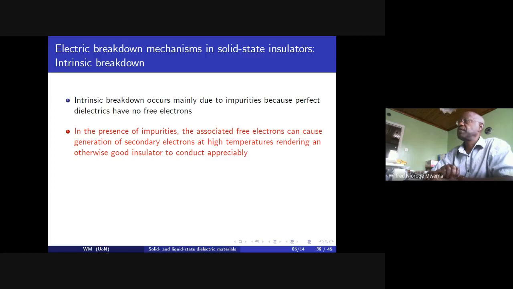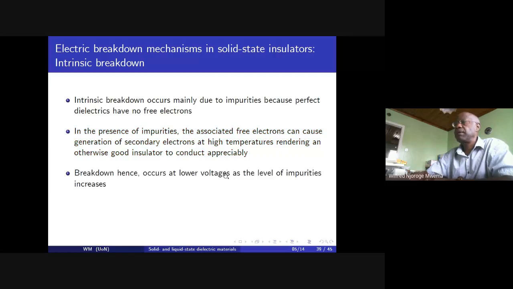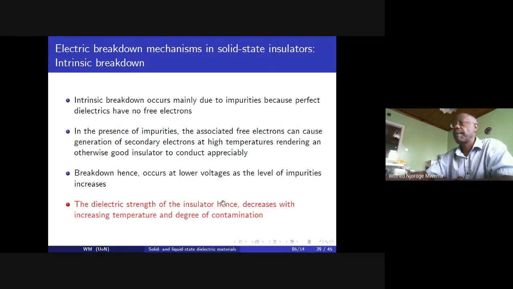In the presence of impurities, the associated free electrons can cause generation of secondary electrons at high temperatures, rendering an otherwise good insulator to conduct appreciably. So breakdown will occur at lower voltages as the level of impurities increases in the material. The dielectric strength of an insulator hence decreases with increasing temperature and degree of contamination.